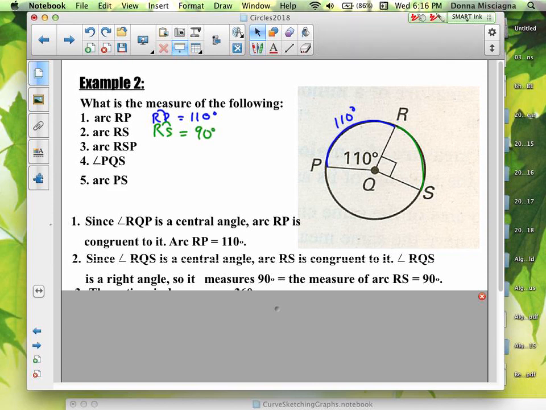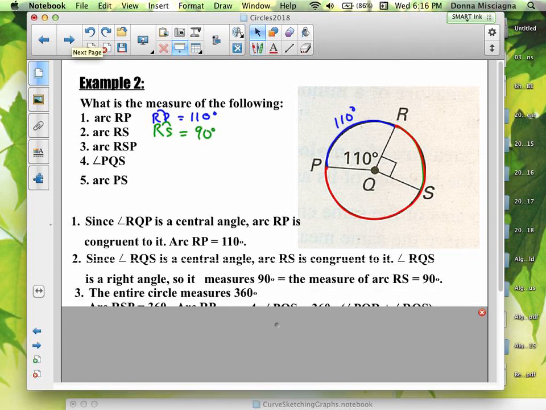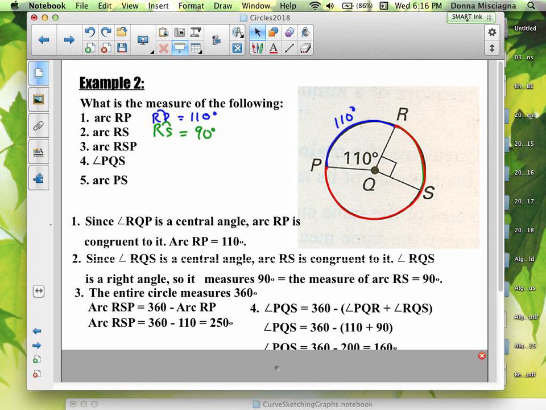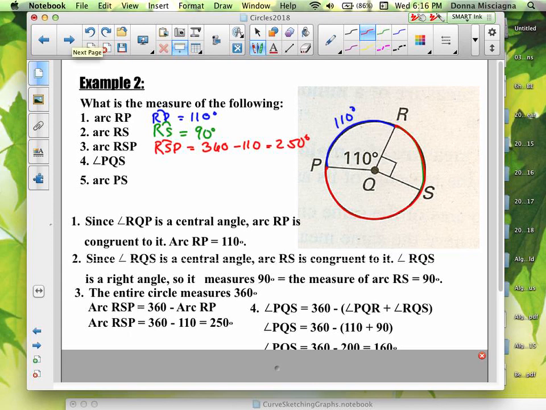Arc RSP. So that starts at R, goes through S, and stops at P. Notice that's the entire circle other than RP. So the entire circle measures 360. Arc RSP is going to be 360 minus arc RP, so arc RSP was just 360 degrees minus 110, and so that was 250 degrees. And together those two arcs make up the entire circle.